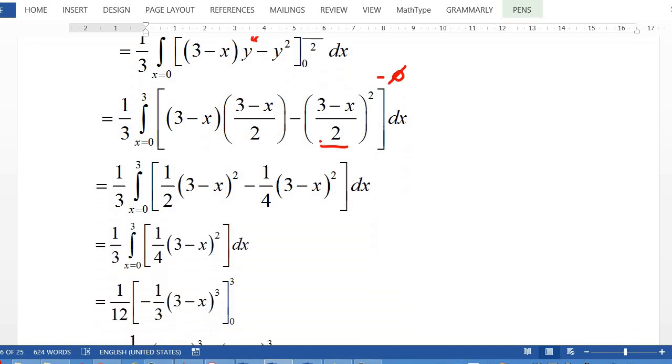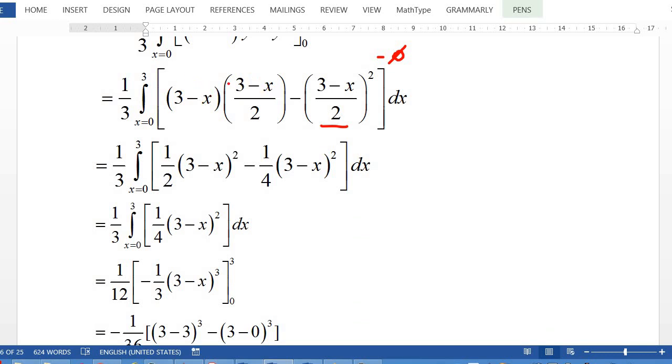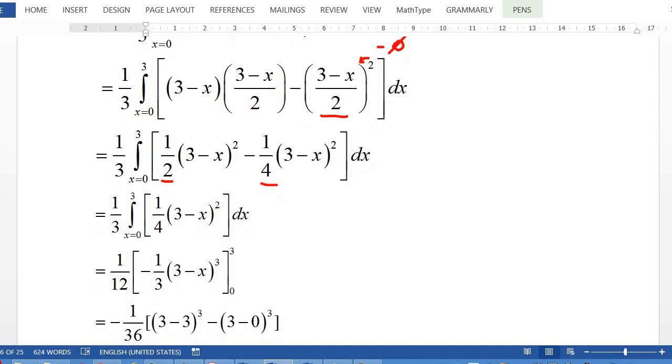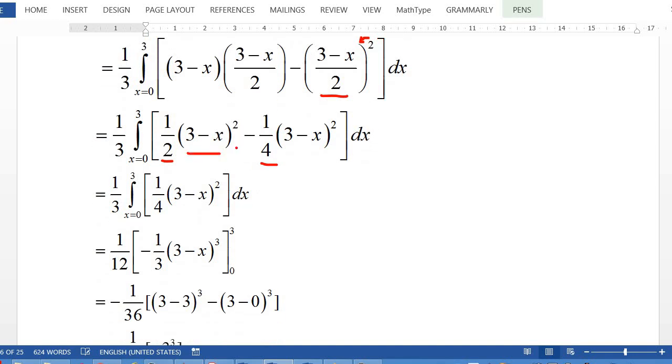And then you simplify it. 3 minus x, 3 minus x, so you got (3 minus x) squared divided by 2. So this is 3 minus x, you square it, and then don't forget 2 squared, 2 squared is 4, so 1/4. Simplify 1 over 2 minus 1 over 4 of (3 minus x) squared. Total you have 1/4 (3 minus x) squared. So you factor out 1/4, you have 1/12.